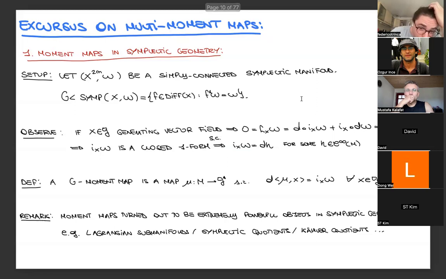Okay, so it turned out that in symplectic geometry, moment maps were extremely useful and powerful objects. For instance, they can be used to study Lagrangian submanifolds, symplectic quotients, Kähler quotients, etc. But the problem is that in our context, in the G2 world or in the Spin(7) world, we don't really have a natural two-form, but we have a natural three-form and a natural four-form. So we need to find a way to exploit this idea in higher forms.